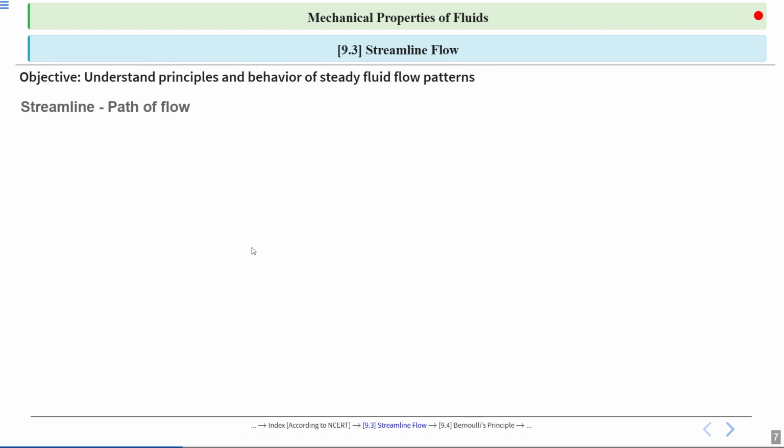Now, let's introduce the concept of a streamline. Basically, a streamline is simply the path that a fluid particle follows as it moves. At any point along this path, the direction of the streamline matches the direction of the fluid's velocity. This means if you draw a tangent to the curve at any point, it shows you exactly where the fluid is heading at that moment.